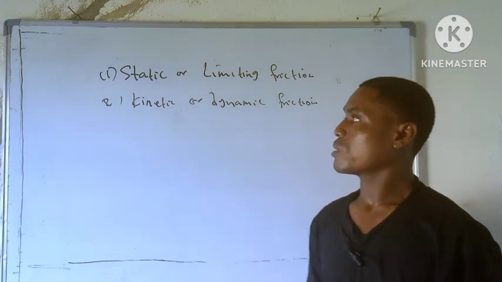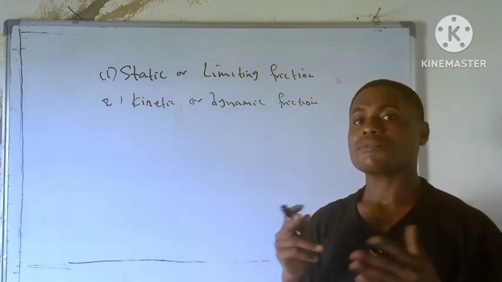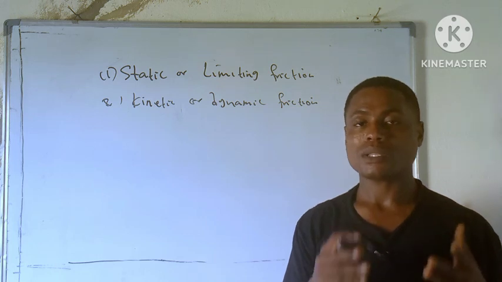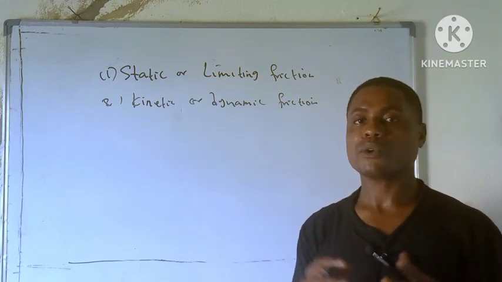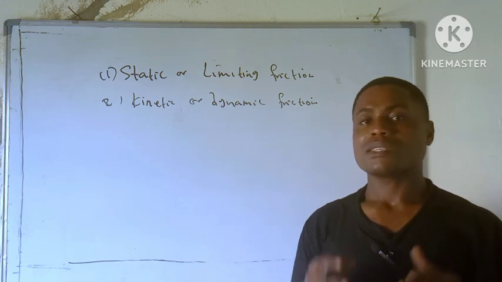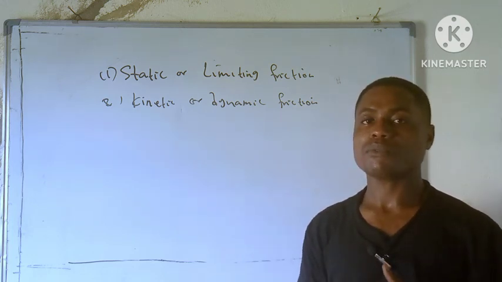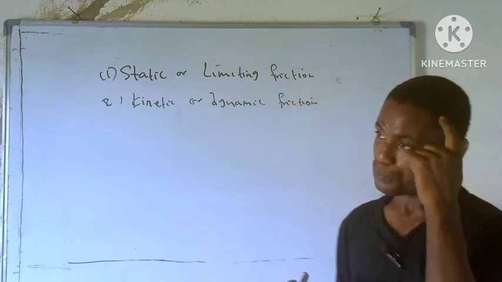Now, we have static or limiting friction. Let's start from the first one. What is the meaning of static friction? Listen, static friction is the maximum force that must be overcome before an object will be in motion. I repeat, static friction is the maximum force that must be overcome before an object will be in motion.